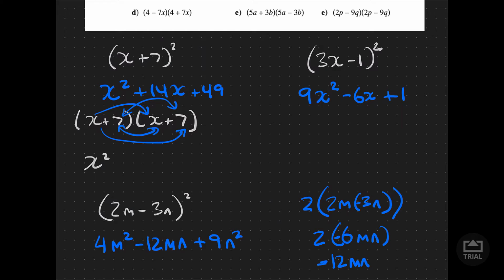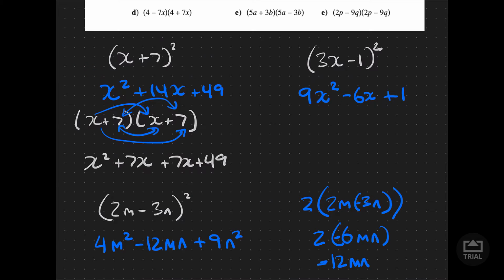And what is the outside? X times 7. That is going to be plus 7x. And then we got the inside terms, which is 7 times x, which again is plus 7x. And finally, we got the last terms, which is 7 times 7, which is going to give us 49. And when I combine these two that are in the middle, 7x and 7x, we are going to get 14x. And there's our positive 49 right there. Don't forget to include that plus sign, and our x squared.